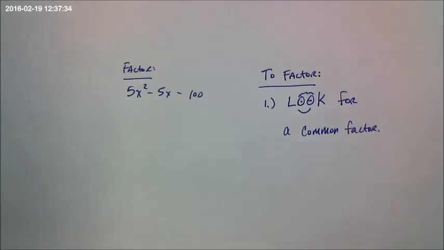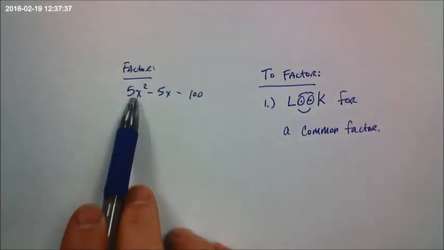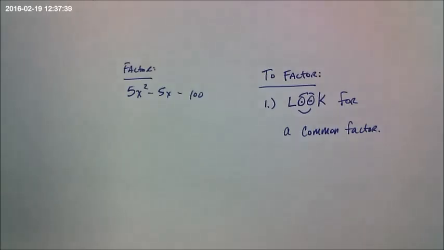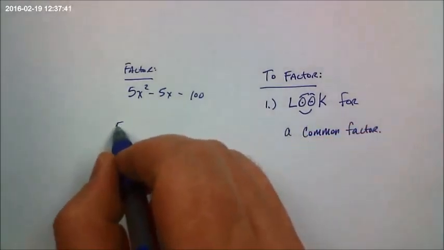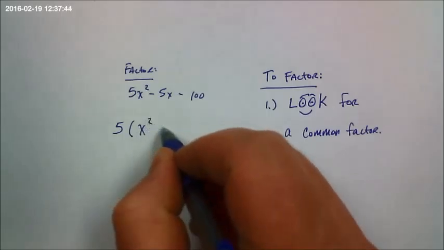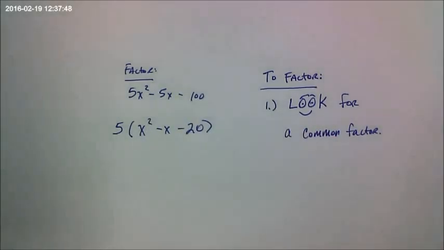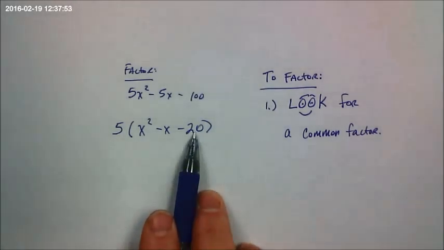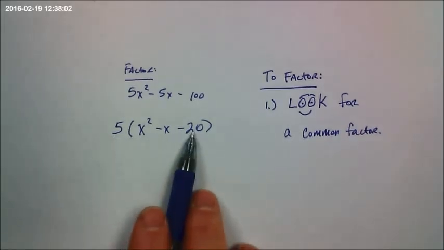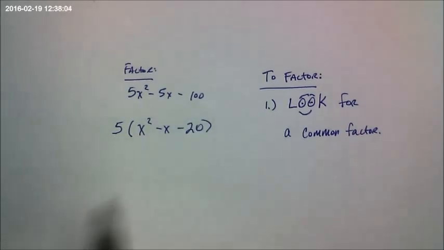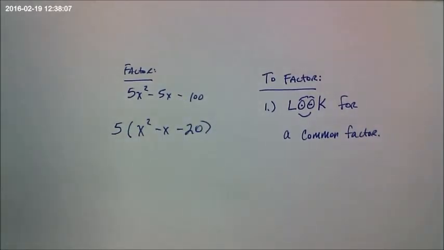So, 5 goes into all of those, doesn't it? So then you go ahead and you take out the 5. And then you got x squared minus x minus 20. When I was going around the room, the thing I saw the most was people didn't have 20 here. They had either 25 or 10. 5 times 20 is the only number that equals 100.